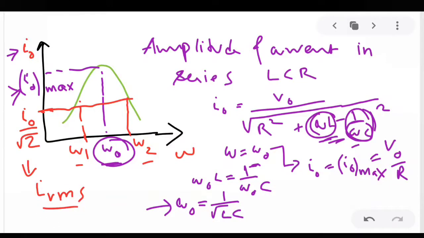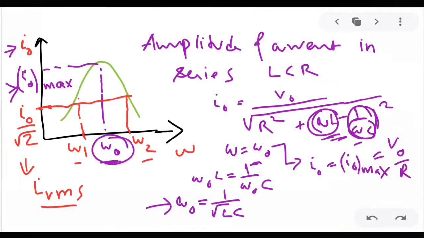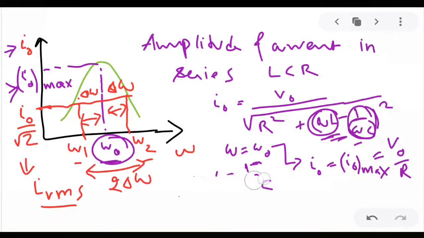Now obviously from the graph we can say that omega 1 and omega 2 are symmetric with respect to omega naught. The gap between omega 1 and omega naught, if it is delta omega, then the gap between omega naught and omega 2 will also be delta omega. Such that the total gap between omega 2 and omega 1 will become 2 delta omega. This 2 delta omega is called the bandwidth.